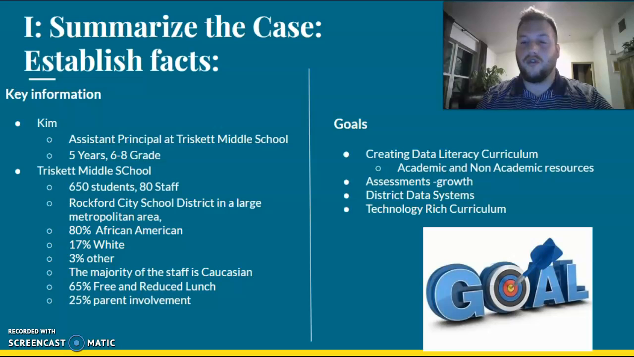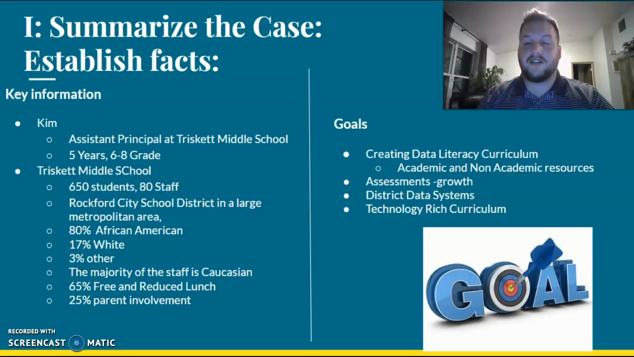So looking at the goals, the things that are mentioned by Kim in this case study for what is wanting to be accomplished, is creating a data literacy curriculum. Kim in this case study is characterized as a technology geek and wanting to incorporate more of the technology-rich curriculum in their school.